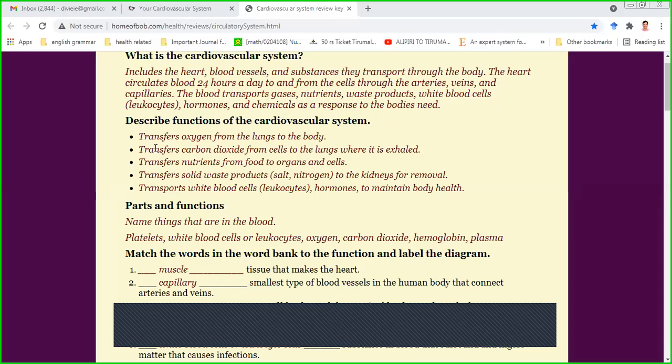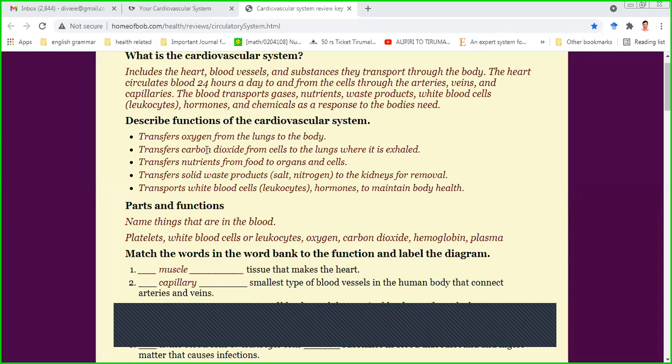It transfers oxygen from the lungs to the body, and it transfers carbon dioxide from cells to the lungs, where it is exhaled. The cells are part of our body. Those cells carry the carbon dioxide, and that carbon dioxide gas is supplied to the lungs.